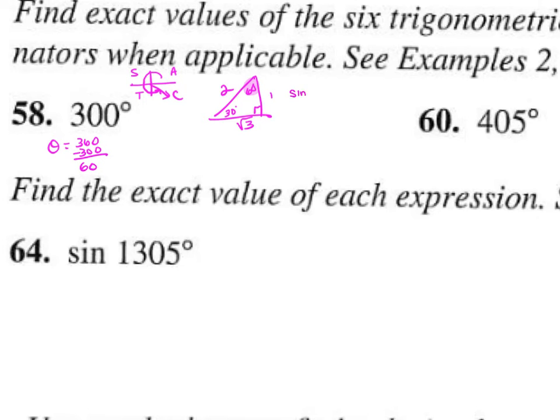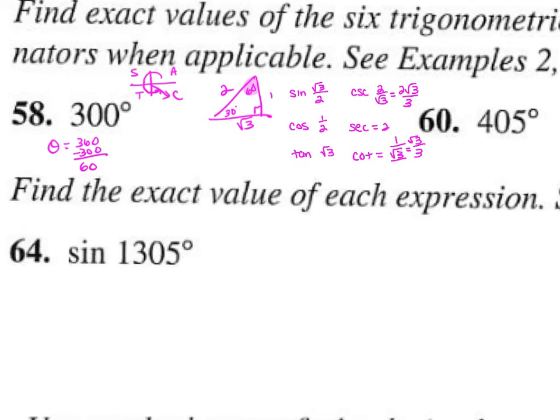So the sine is going to be opposite, which is root 3, over hypotenuse, which is 2. The cosine is going to be adjacent, which is 1, over hypotenuse, which is 2. The tangent is going to be opposite over adjacent, so root 3 over 1, which is root 3. The cosecant would be 2 over root 3, and that gets rationalized to 2 root 3 over 3. Secant, 2, cotangent, 1 over square root of 3, which gets rationalized to root 3 over 3.